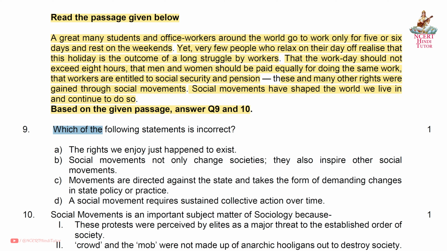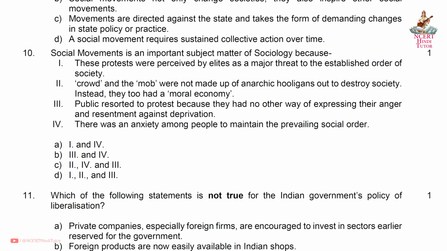Question 9. Which of the following statements is incorrect? Answer A. The rights we enjoy just happened to exist. Others are correct.